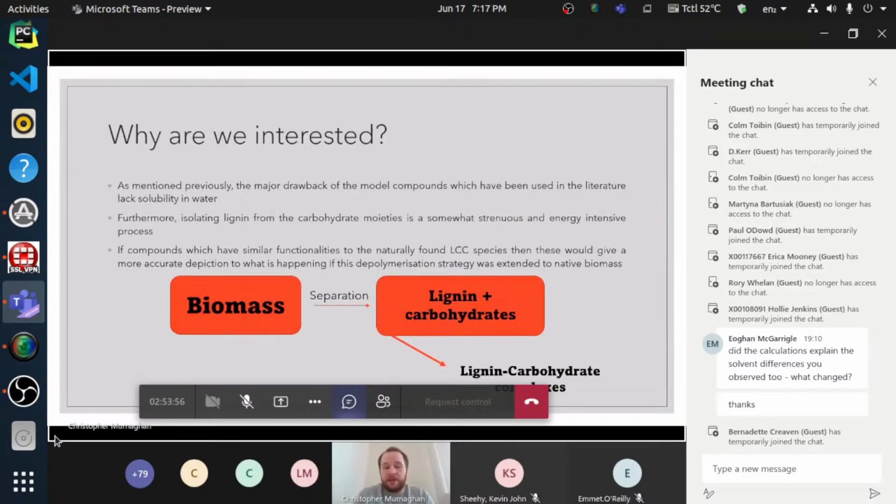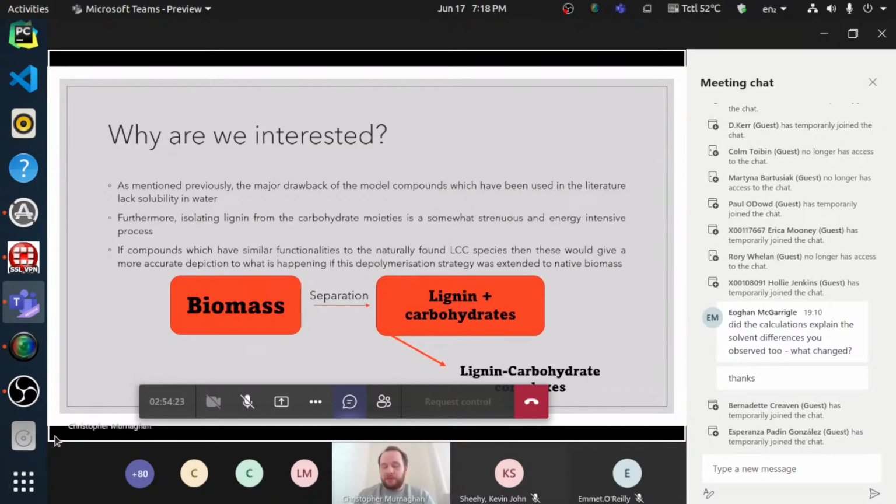So lignin carbohydrate complexes, why do we want them? We want to make these models of biomass water soluble, and we want to use the water soluble functionalities to be able to test these catalytic systems, such as the titanium dioxide mediated photocatalysis. We want to use that because it is a very up and coming field in terms of biomass valorization and lignin valorization in particular.